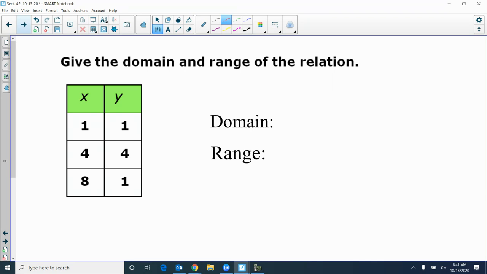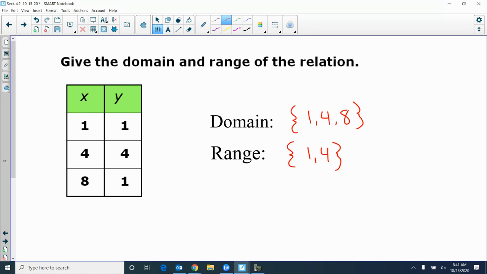But just a quick reminder, if they list them in a table, domain, Preston, you remember how to describe the domain or what comes to mind? Was it just the X numbers? The X numbers, the X values. And we put them in order and we don't repeat. So the domain would be 1, 4, and 8. The range are the Y values, and it would just be 1 and 4. So if they're listed, we just take them, write them down.